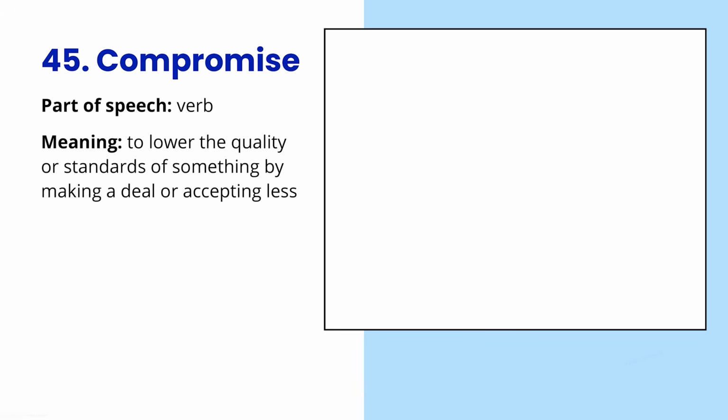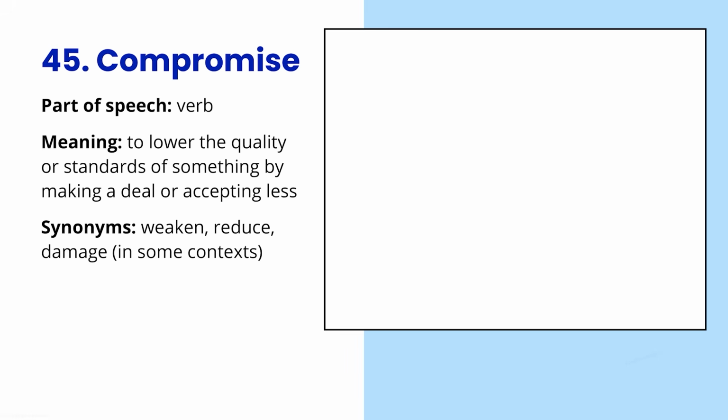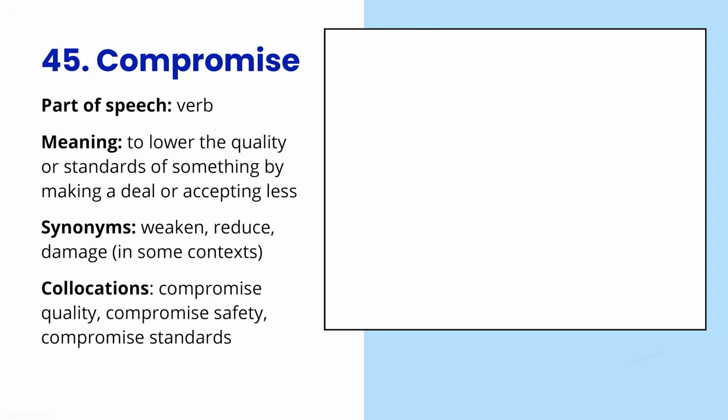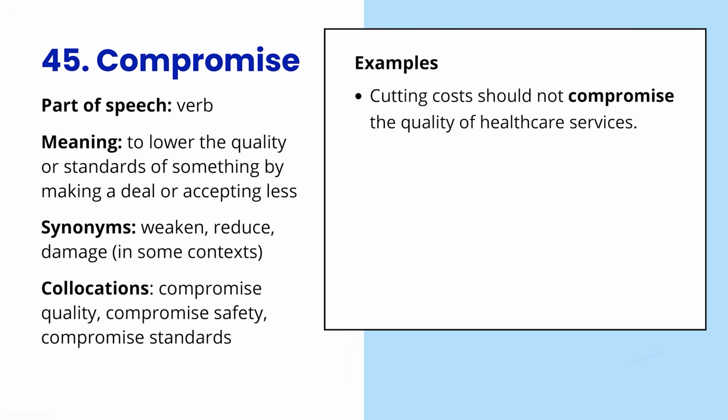Moving on to the next one, which is compromise, word 45. Compromise is a verb and it means to lower the quality or standards of something by making a deal or accepting less. Here are some synonyms: weaken, reduce, and damage. Damage can be a synonym for some contexts. Collocations: compromise quality. So if you compromise quality, that means you might lower the quality of something. Compromise safety, same thing, to lower the quality of safety. Compromise standards. Examples: cutting costs should not compromise the quality of healthcare services.